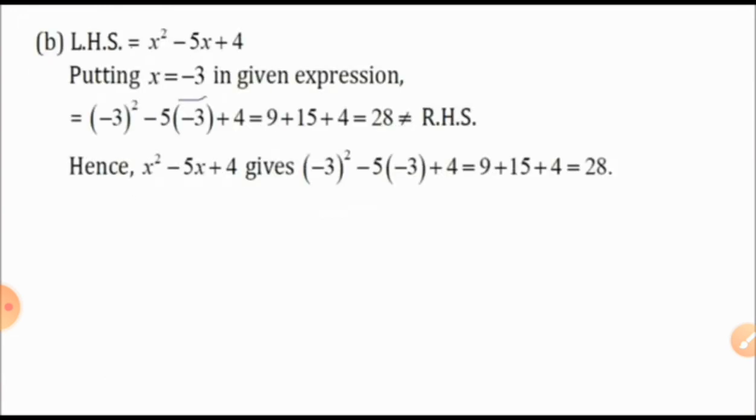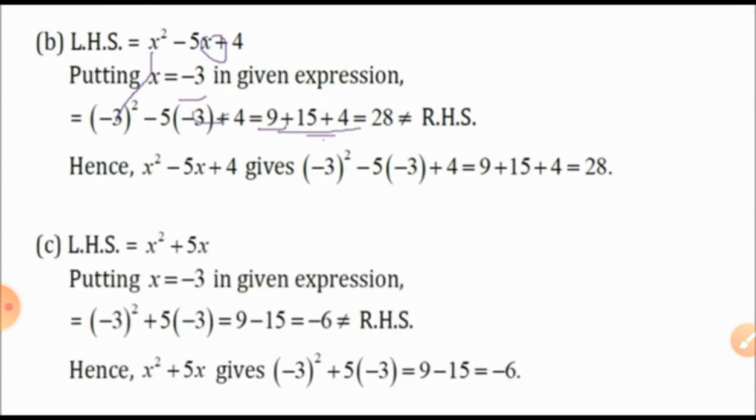Second one, B. Left hand side is given: x squared minus 5x plus 4. In place of x we can write minus 3. Minus 3 into minus 3 gives you 9. Minus 5 into minus 3 gives me 15, and plus 4 which gives you 28. But in our question that is a different one. The final answer is this one.